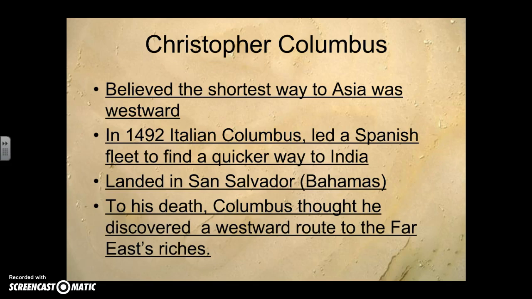want to miss out. So going back to Columbus, he believed that the shortest way to Asia was westward. In 1492, he led a Spanish fleet to find a quicker way to India. So he landed in the Bahamas. To his death, Columbus thought he discovered a westward route to the Far East's riches. So he thought that he landed in the Pacific Ocean, okay, and that he was in that part of Asia.